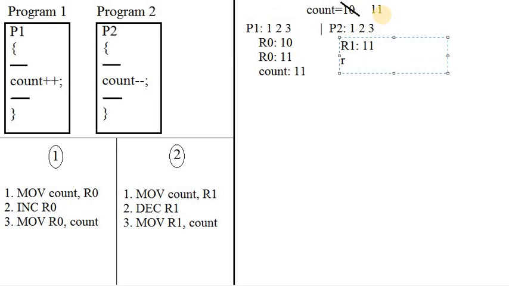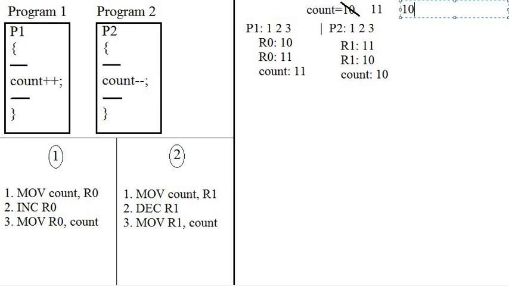And what is the second instruction? Decrement R1. So R1 value will be decremented. So R1 will be decremented means 11 minus 1, that is 10 only. Then what is the third instruction here? Move R1 comma count. Okay, so move R1 comma count means count value will become 10 now. Okay, now what is the updated value of count here? That is 10 only. So let me erase 11 to write 10.